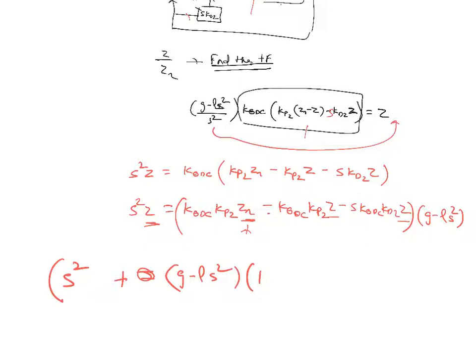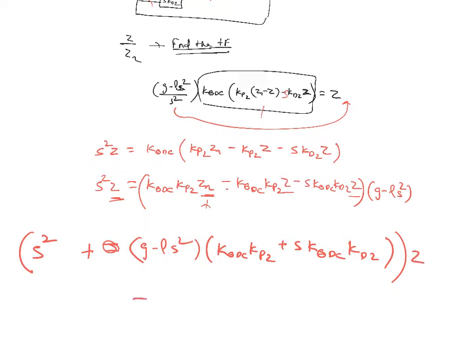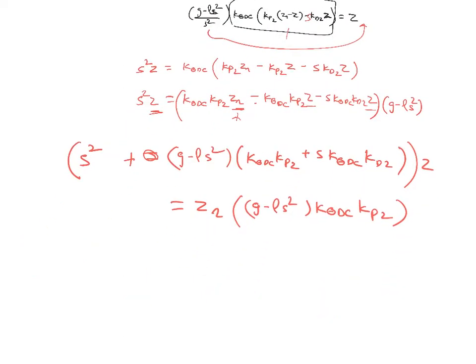It will be plus S square Z. So we can take it outside. So it is K theta DC KPZ plus S K theta DC KDZ, whole thing Z equals Z reference, and Z reference is again multiplied by G minus L S square K theta DC and KPZ. Okay, so now good, we can take a ratio.